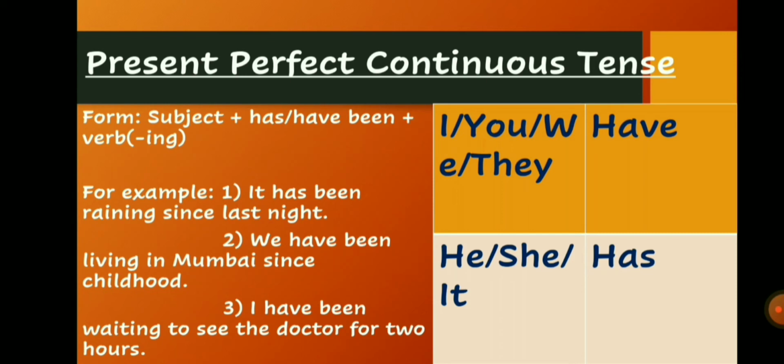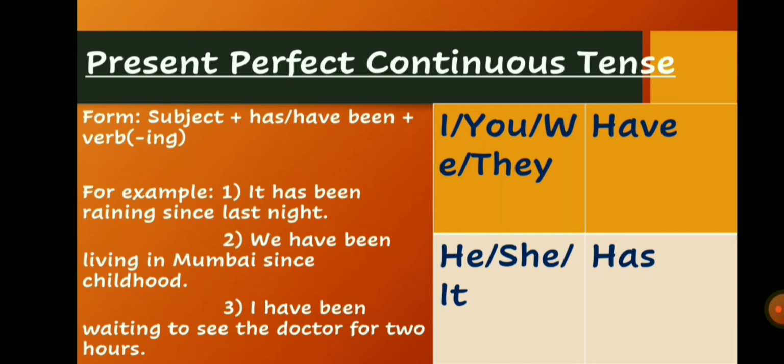In that table we have seen that when I, you, we, they are there, we have to use have. When he, she or it is there, we have to use has. Let us see the examples. First example: it has been raining since last night. Here it is the subject, and has been raining is the present perfect continuous tense.